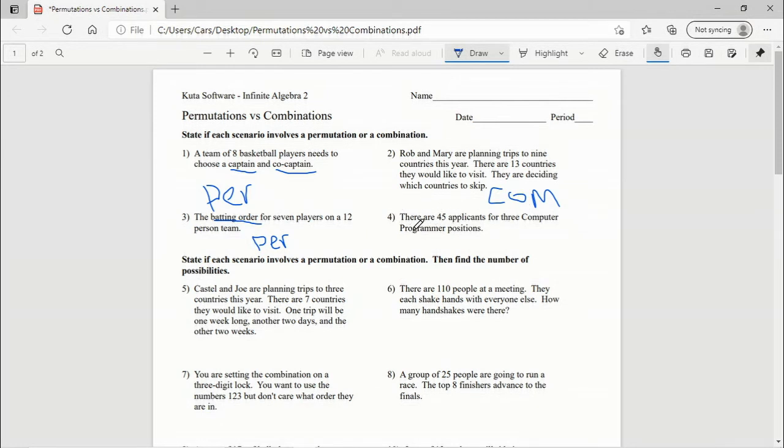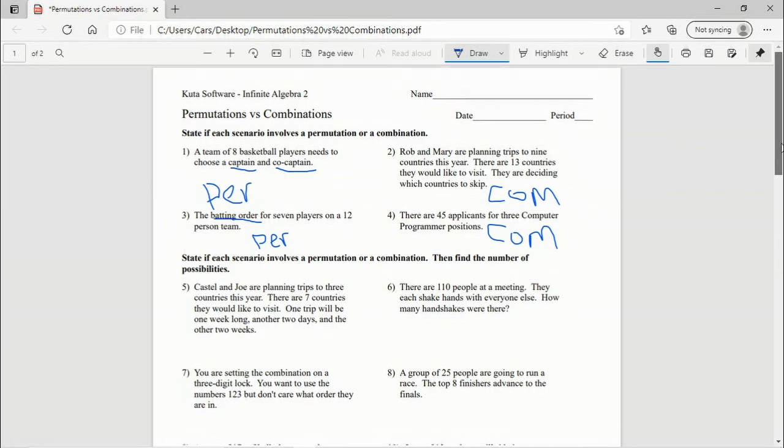For number 4, there are 45 applicants for 3 computer programmer positions. Again, we have 45 people and 3 positions open. Does it really matter who we get? Does it say I need someone that's really hands-on with computers? Does it say we need a young person? It doesn't say much. All it says is there's 45 people, 3 positions open. So does it matter who we pick? It really doesn't. So this is a combination.